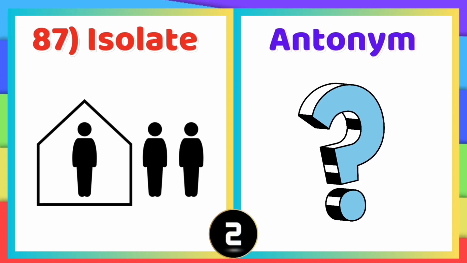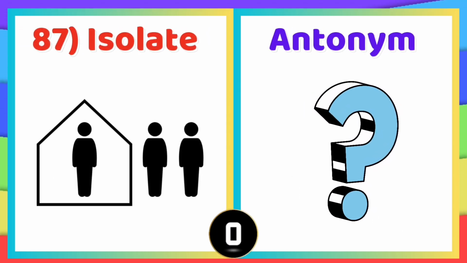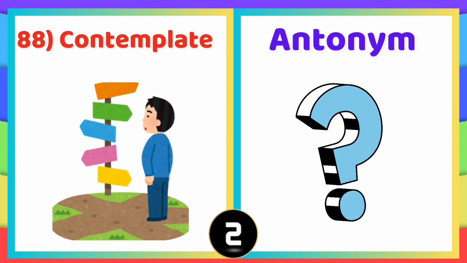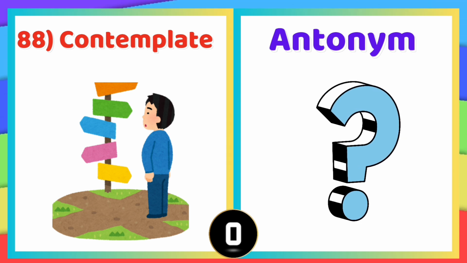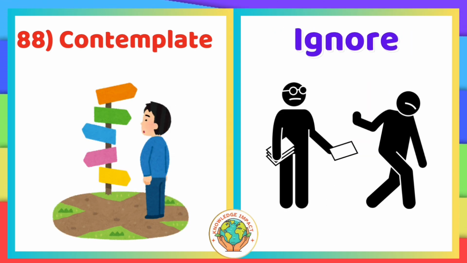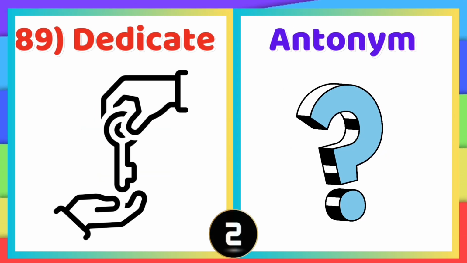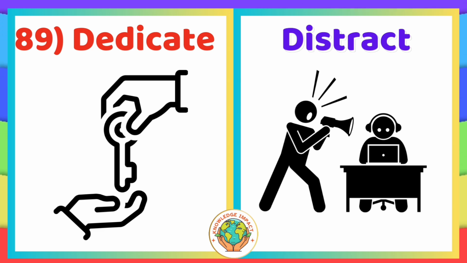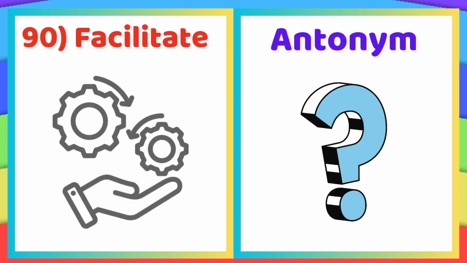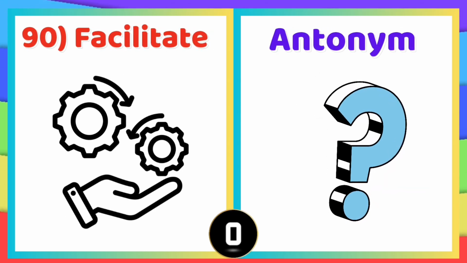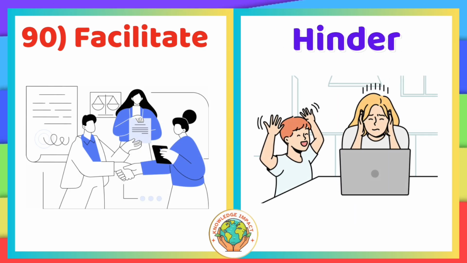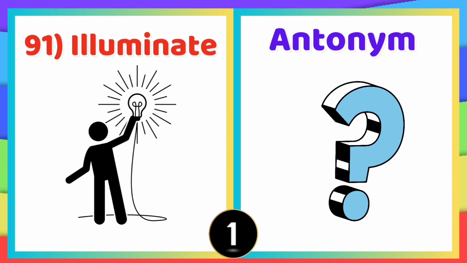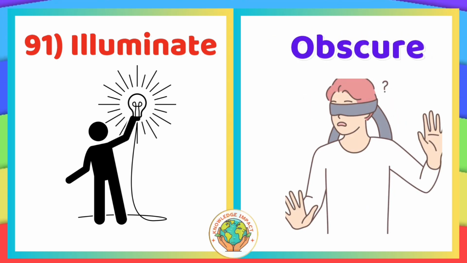What's the antonym of the word isolate? Unite. What's the antonym of the word contemplate? Ignore. What's the antonym of the word dedicate? Distract. What's the antonym of the word facilitate? Hinder. What's the antonym of the word illuminate? Obscure.